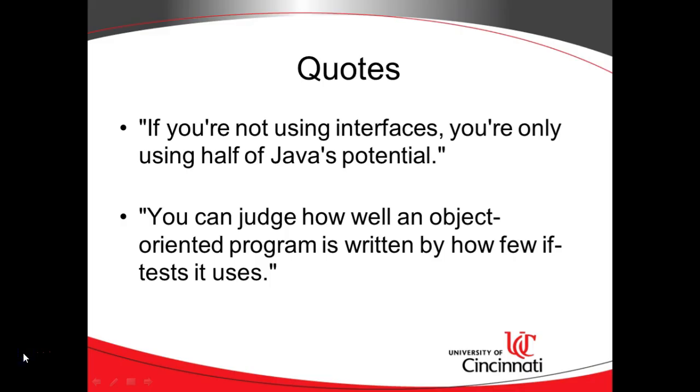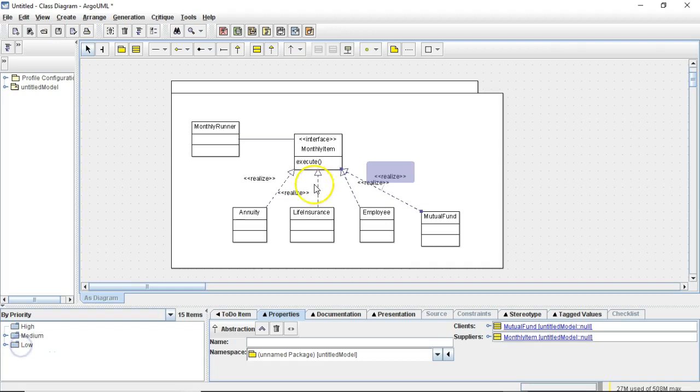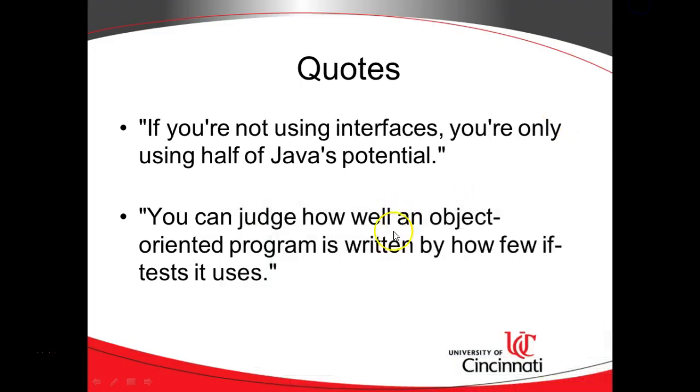And now maybe two of the quotes that I started the series with will make a little bit more sense. If you're not using interfaces, you're only using half of Java's potential. Because what happened with our interfaces? We were able to decouple the invocation of this execute method from the 4 different implementations of that execute method. The monthly runner only needs to know what this is. It does not need to know what all these implementing classes are.